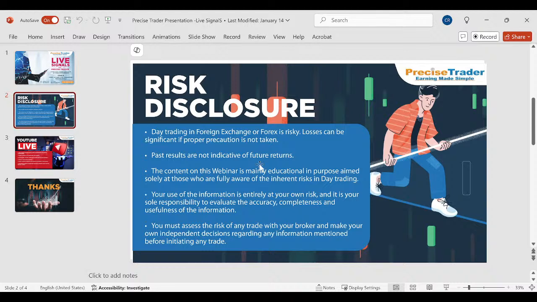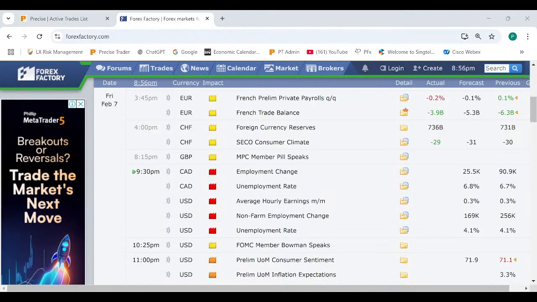With that, I think we move on to our live analysis. The key data that will be out in another 30 minutes is Canadian employment change. The previous was 90.9 and the forecast is 25.5. That means the market is expecting slightly lower, weaker data than the previous month. Then the unemployment rate: previous was 6.7, and now the market is expecting at least 0.1% higher.